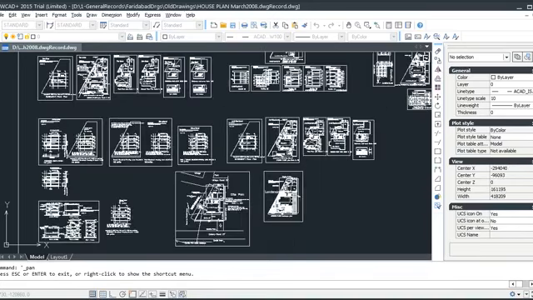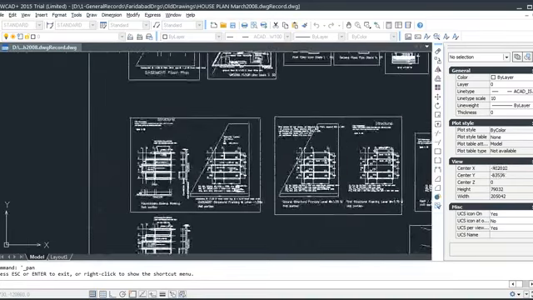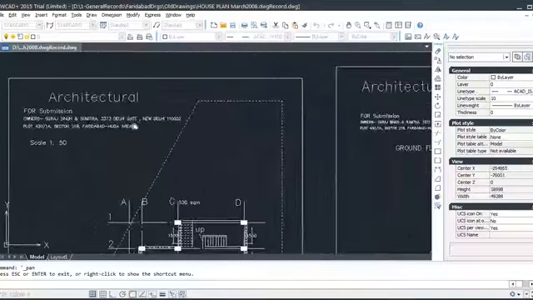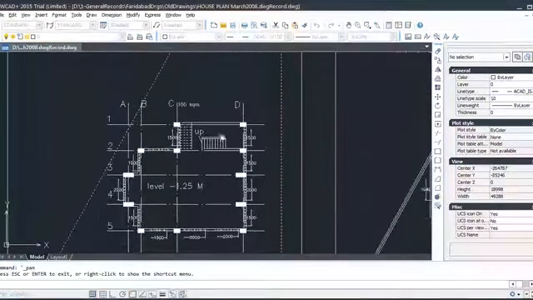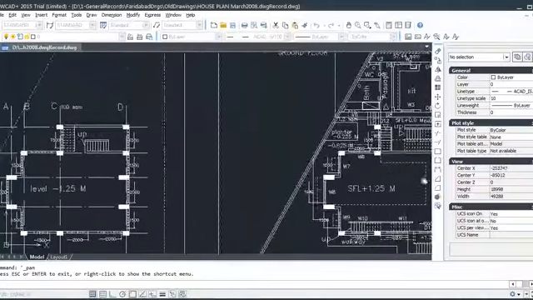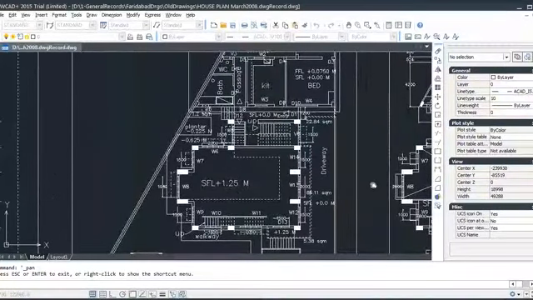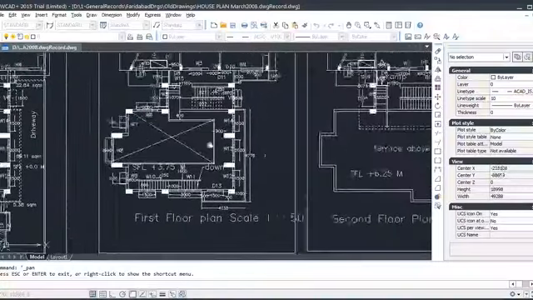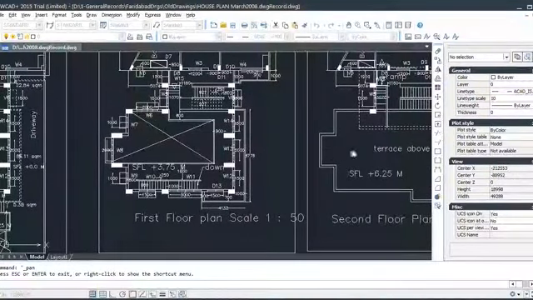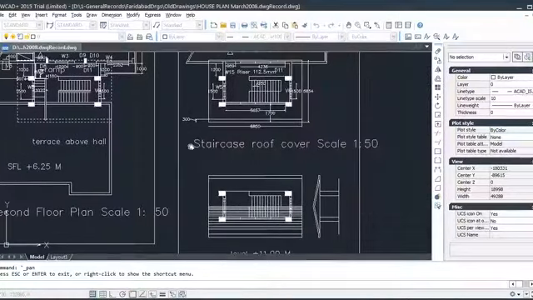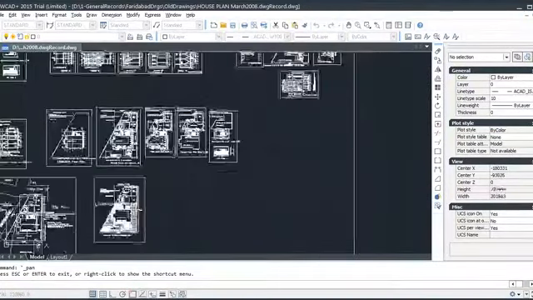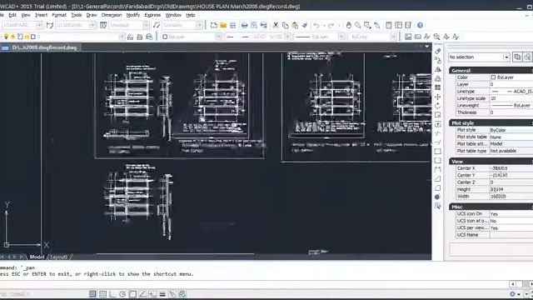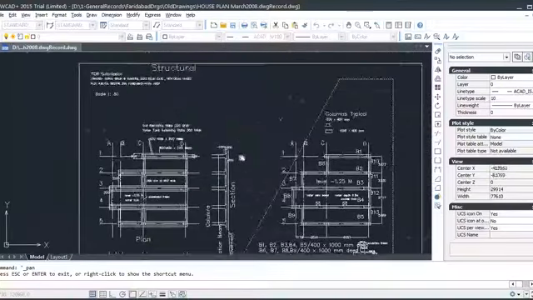Site plan, layout plan, and this is the architectural plan here. Plan at basement, plan at ground, plan at other levels, first floor, second floor, and other floors, roof cover. These are architectural details. And then these are structural plans here.